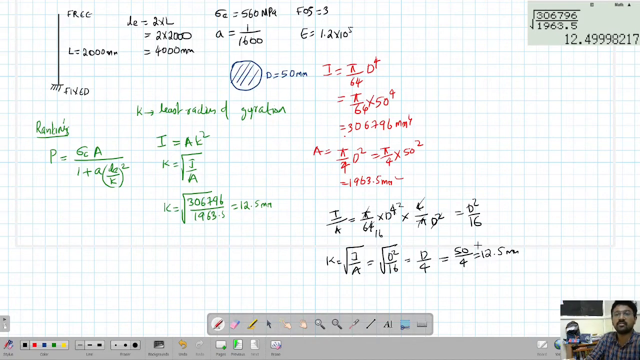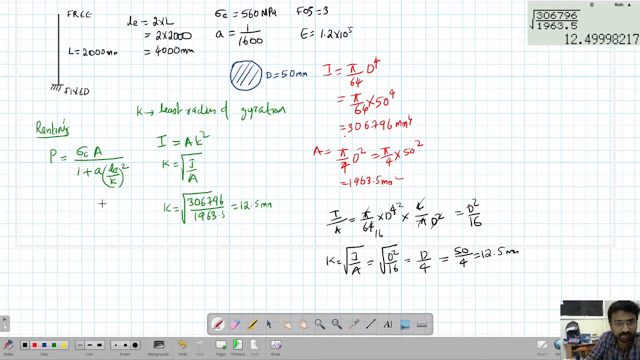Okay, this is another way of finding it. Both are the same. You don't have to find both. Either you can use this method. There are a lot of common terms, so you can cancel them and find k. This method is slightly faster because you don't have to find I and A and all those things. Either way you find k.